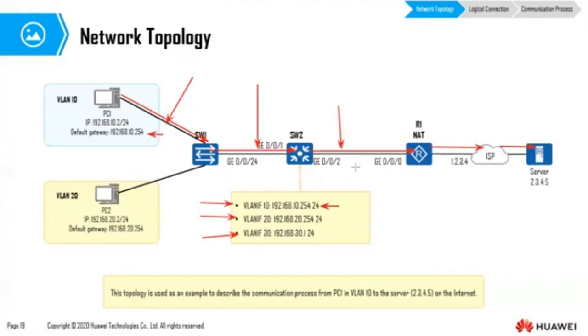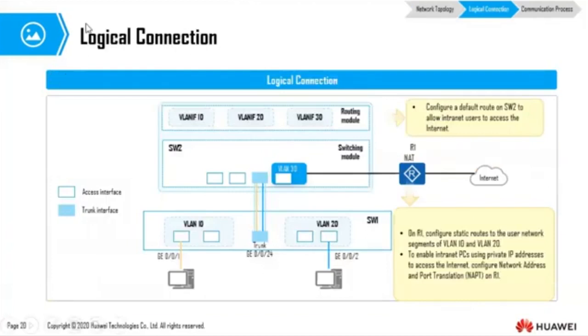Here, is the data frame tagged or untagged? Tagged or untagged? Untagged, right? Yes, untagged, because we are using VLANIF interfaces, so it's going to remove the tag before sending it out to the router. Okay, so let's look into the detail.